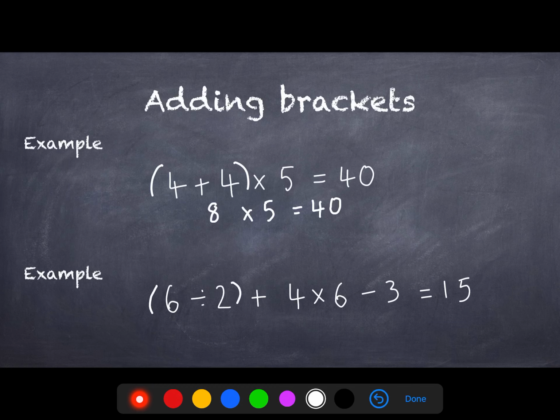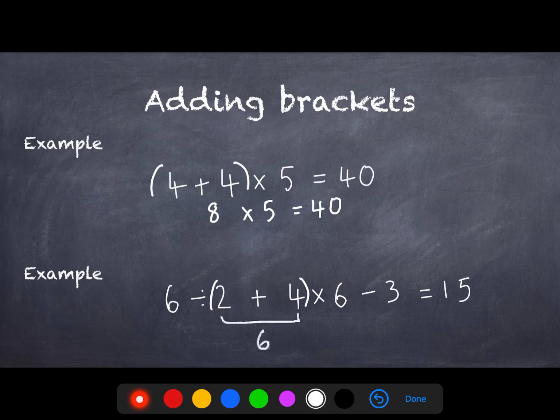If I was going to put some brackets around there, that's just going to do the exact same thing, because I'm going to do the 6 divided by 2 first, which would be 3 plus 24, and it's all just going to be the same. So that's not going to work there. Now, where else could I put them? I could put them round here.